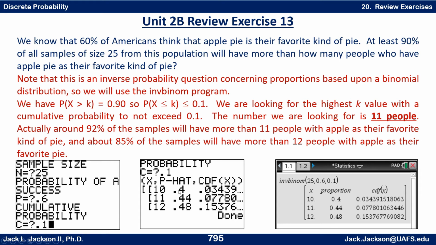And here's the inverse binom program. Again, you give an n, p, and the cumulative probability, the probability to the left, and it produces a portion of the table there. And again, it's basically the same numbers, just more digits shown. You can pick out the one that you need, and we need 11. And of course, it turns out about 85% of the samples will have more than 12 people.